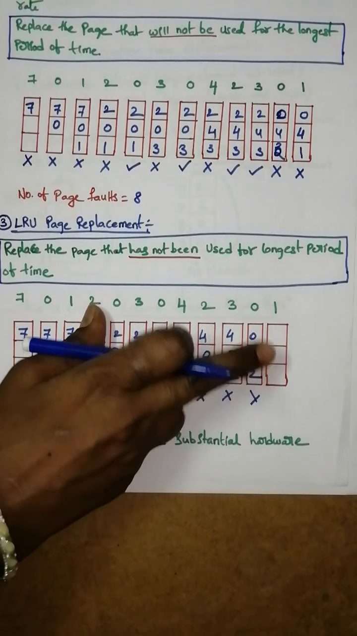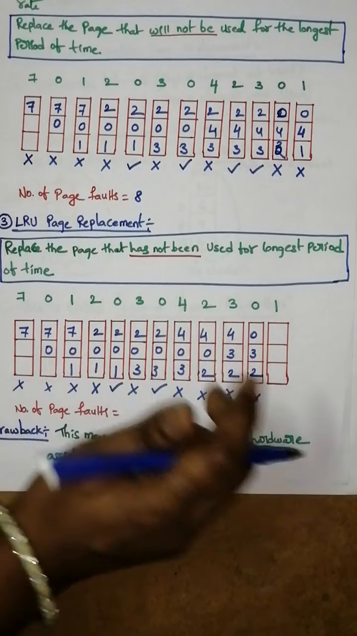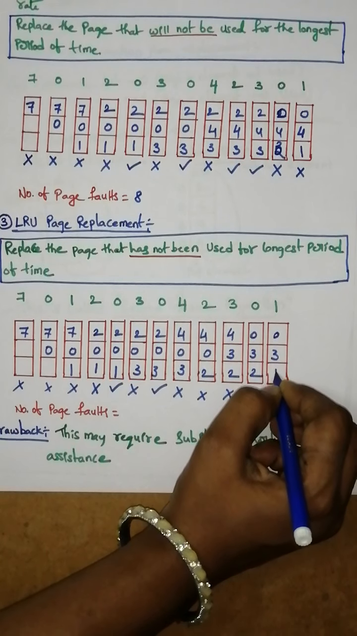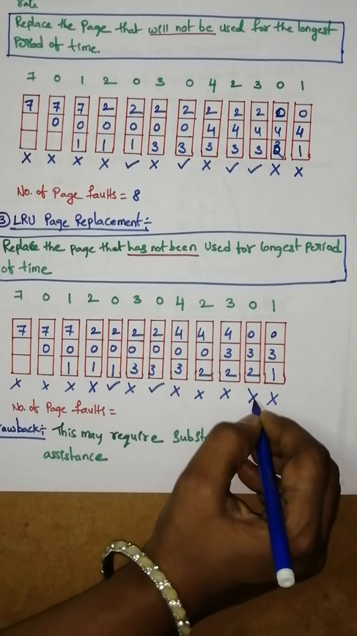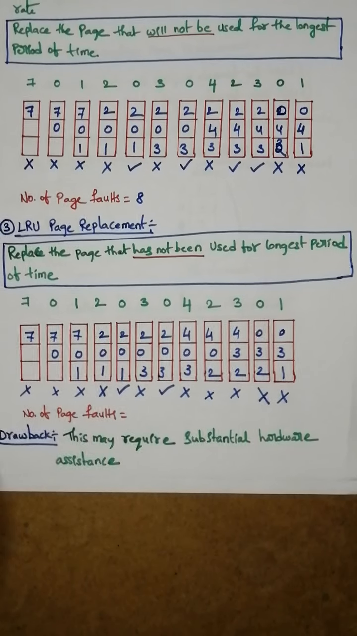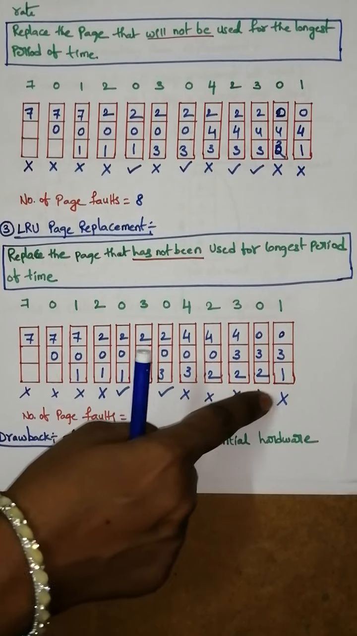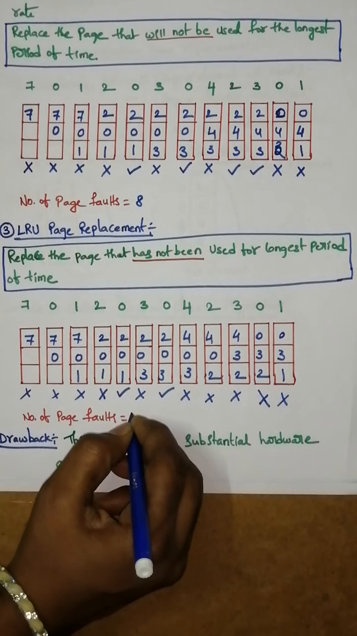Out of 0 3 2, 0 is here, 3 is here, 2 is here. So it means 0 3. In place of 2 I'll place 1. So it's a page fault. So the total number of page faults you have here is 3 4 5 6 7 8 9 10. So you have 10 page faults here.